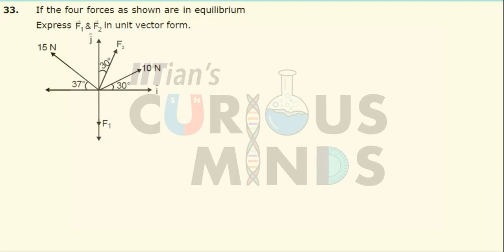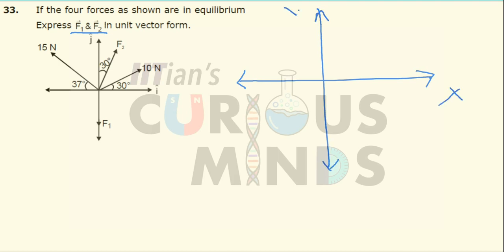If four forces, as shown, are in equilibrium, express F1 and F2 in terms of unit vectors. First of all, let me draw a bigger diagram of this. So this is the x-axis, this is the y-axis over here. This is the 10 Newton force making an angle 30 degrees with the x-axis. Okay, this is the 15 Newton force making an angle 37 degrees with the x-axis.